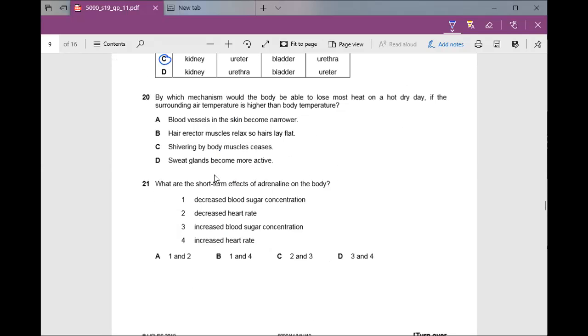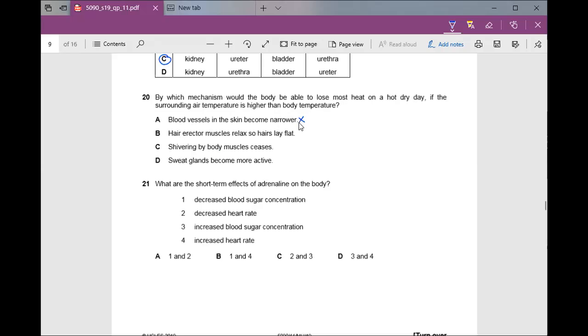Number 20 is, by which mechanism would the body be able to lose most heat on the hot, dry day if the surrounding air temperature is higher than the body temperature? When the heat is there and the temperature is almost dry, so at that time, what happened?